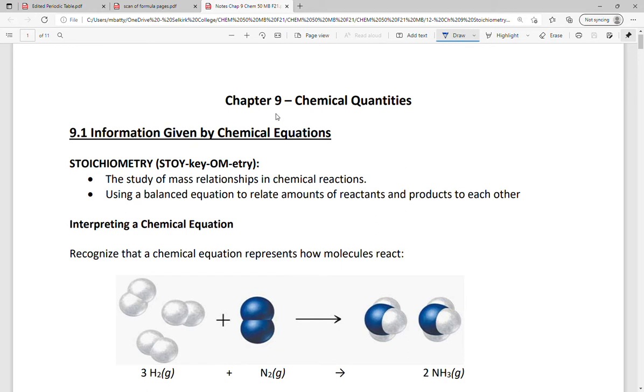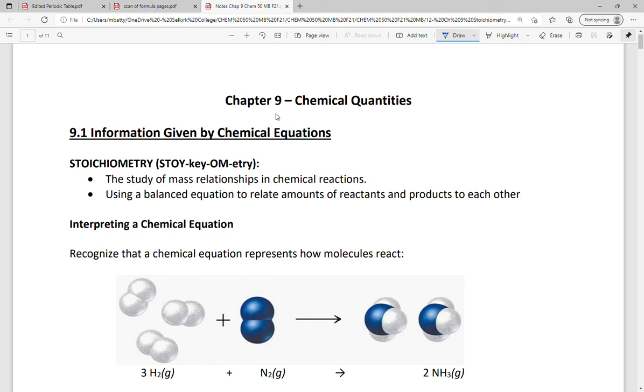So chapter 9 builds on chapter 8, just like every other chapter in this course seems to build on the earlier ones. In chapter 8, we talked about chemical composition and individual molecules and determining the empirical and the molecular formulas for those. We're now going to move into not just individual molecules, but into chemical equations.